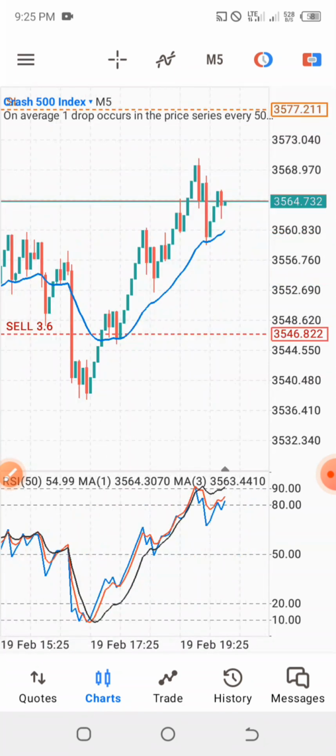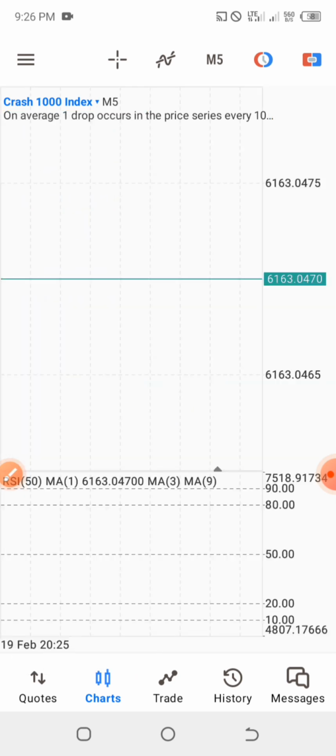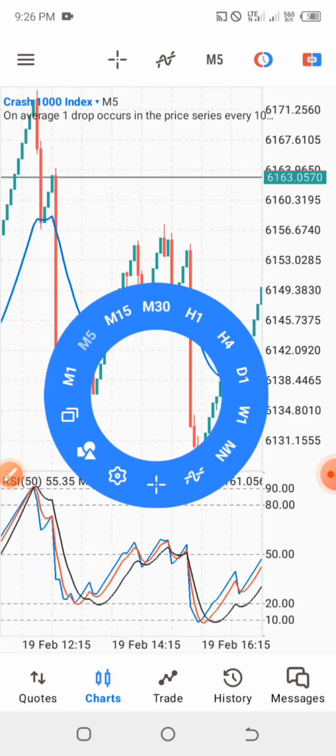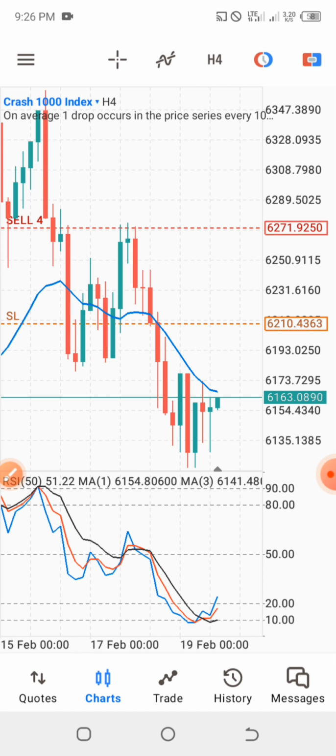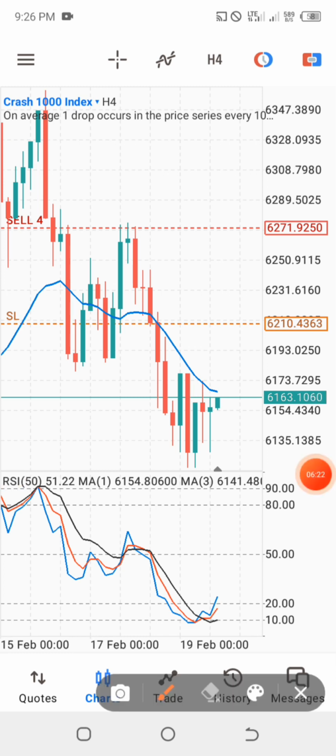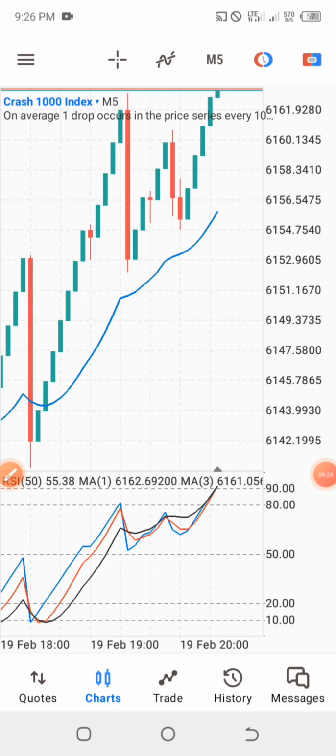So now this is Crash 500. I don't want to use Crash 500 because it's a decent trade. So let's use Crash 1000. We have a running position right here. You can see it's just a sniper entry right here at Crash 1000. You can see a sniper entry with no drawdown. So let me switch back to my 5-minute time frame for the explanation.